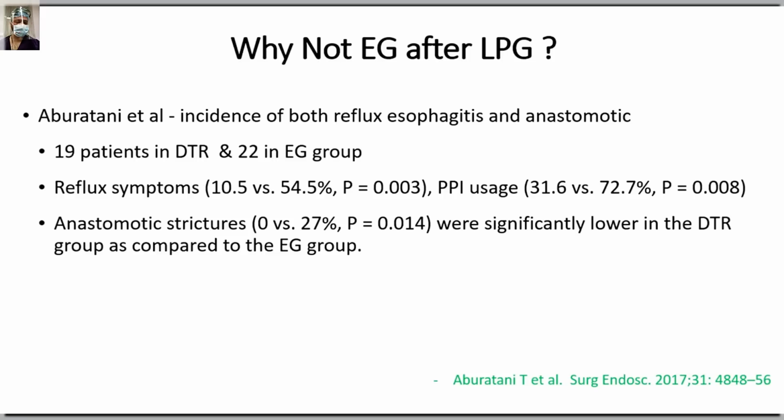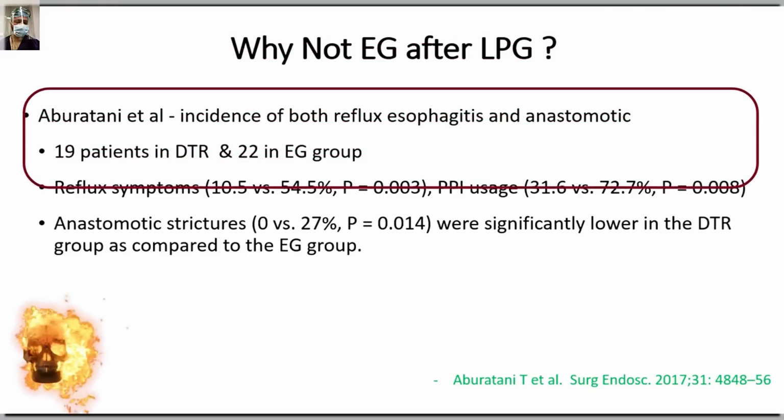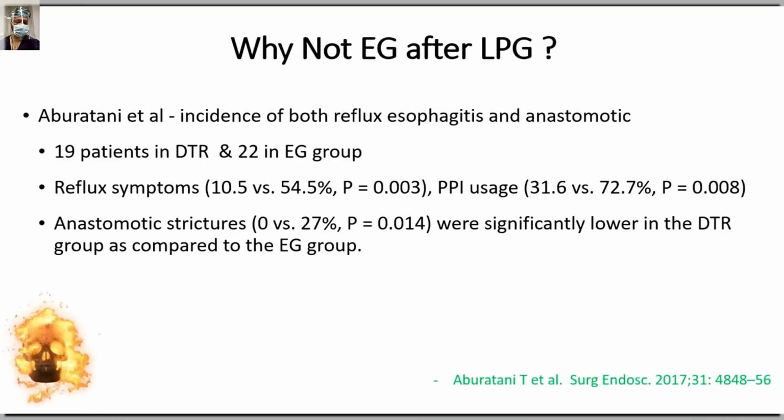Aburtani et al., the incidence of both reflux esophagitis and anastomotic stricture was studied. In this study, there were 19 patients in the double tract reconstruction group and 22 patients in the esophago-gastrostomy group. The reflux symptoms were higher, that is 10.5% versus 54.5%, and it was statistically significant. Also, PPI use was higher in case of esophago-gastrostomy, and it is easy to understand, because when we bring the stomach with the gastrin-producing antrum in situ, there is a production of acid, and there is no valve which will prevent the reflux of the acid into the esophagus, which is there in the normal anatomy, where the esophago-gastric junction prevents the reflux of acid into the esophagus. So there are higher reflux symptoms and a higher anastomotic stricture subsequent to this reflux of acid.